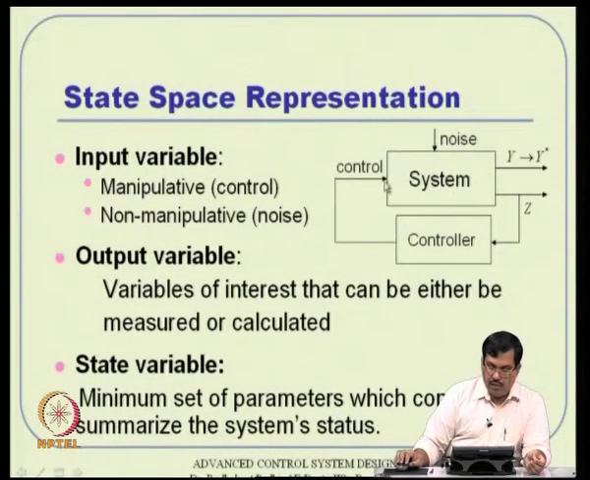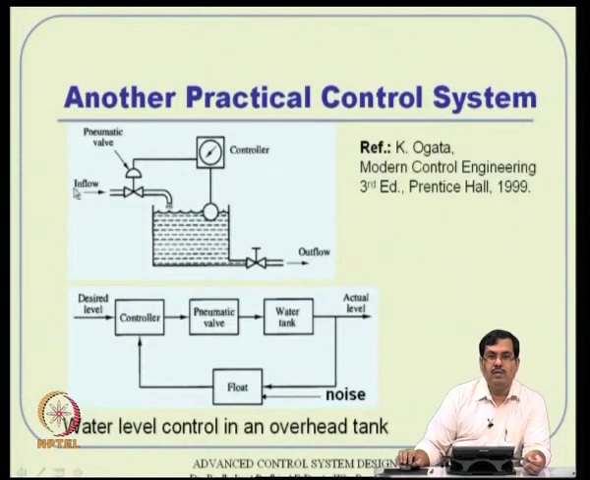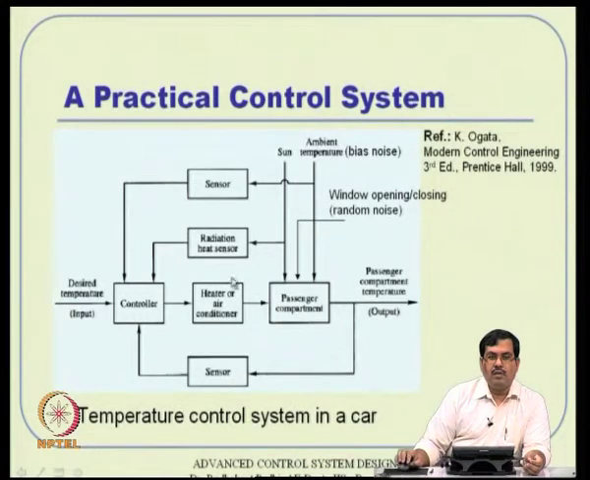So, what are the things that go on in a typical system? You can see there is an input, there is an output. But input can be categorized into two sorts. One is a manipulative input, which is a control variable. This is also like a desired control, whatever control algorithm you are doing, that is manipulative actually.